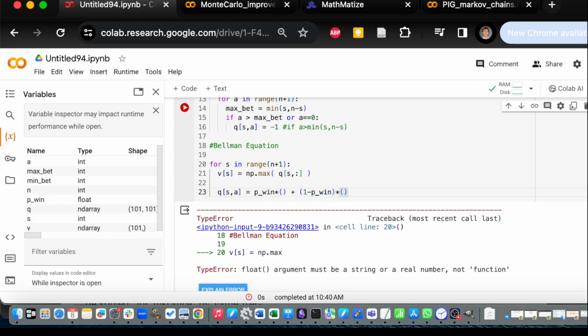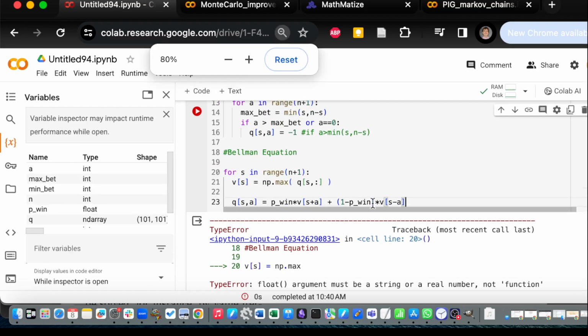And what are the things? Well, if you win, you go up by A, right? You chose to bet A, and you won. So with probability P win, you move to state S plus A. And what I specifically want is the value there, so the value at state S plus A. And over here, if you lose, then you move to the state S minus A. And this works. This is perfectly correct.